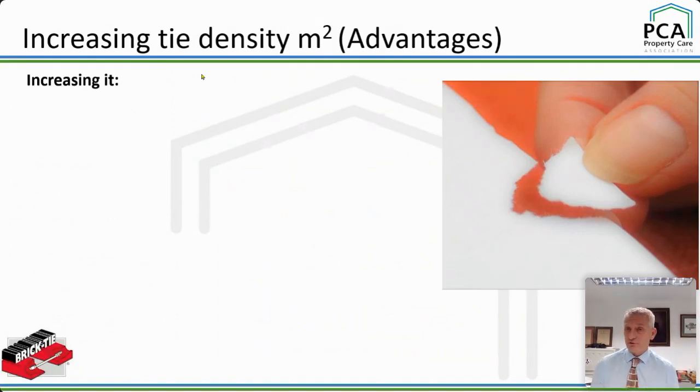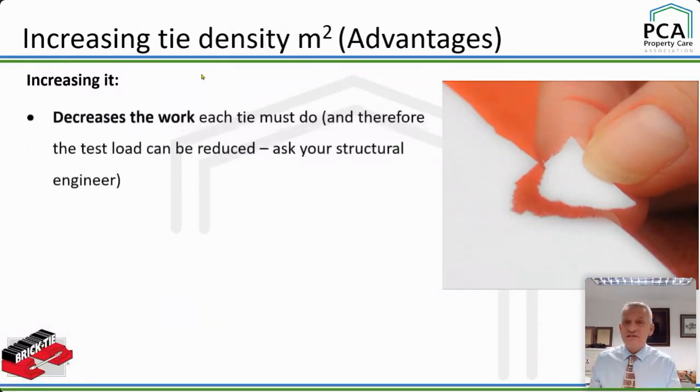Another way around reducing bearing stresses is to put more ties in. If you increase the tie density, as we say in the trade, it decreases the amount of work each wall tie is going to have to do. So if you've got a soft external wall, rubbly filled, why not tie it at double density? We always tie bulges, if it's already moved, or a wider cavity, at double density. So you ask your structural engineer, he might let you lower your tension testing regime because he knows the ties are doing less work. Less stress on the substrate. You're not going to stress the substrate.